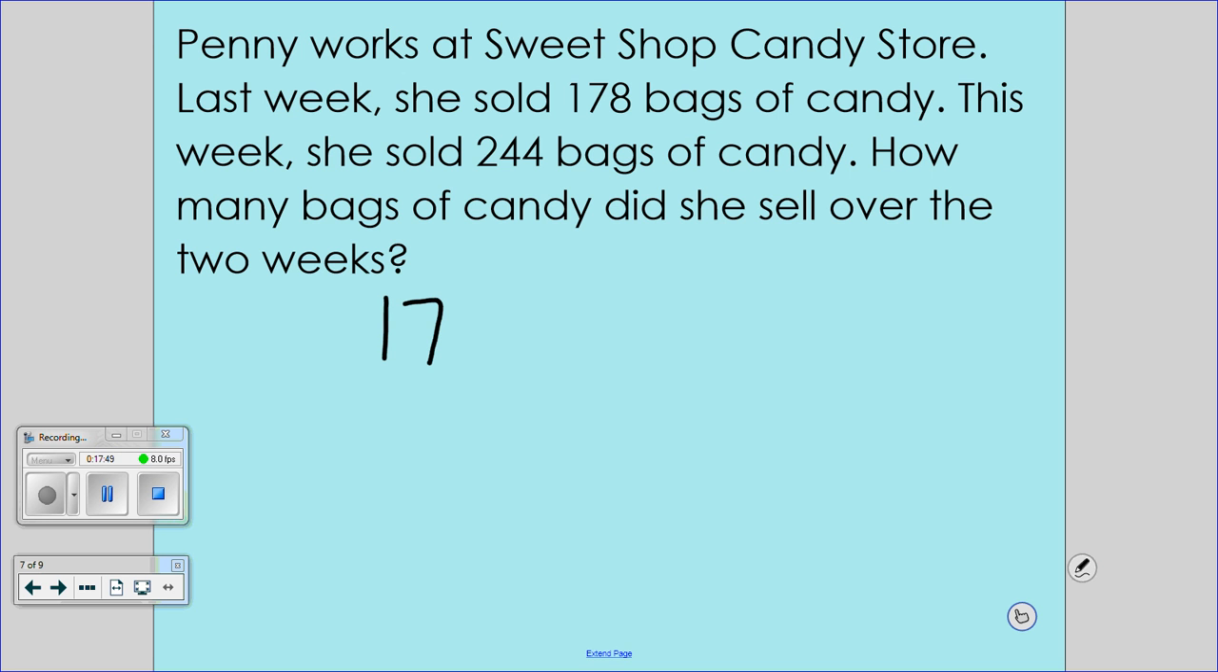All right, 178 bags of candy plus 244 bags of candy. On the same page, you can just go down a little lower. If you need to turn the page, you can. This ain't a beauty salon. Get moving.